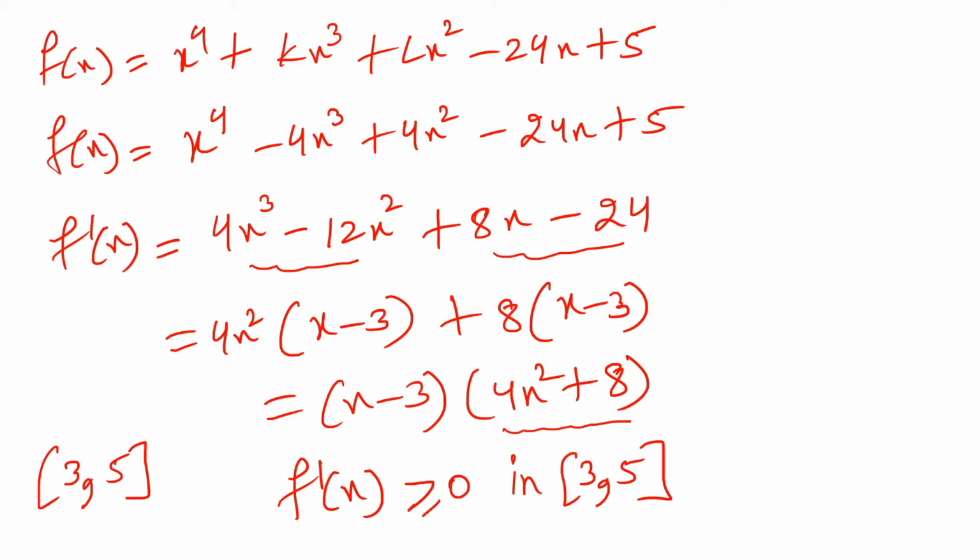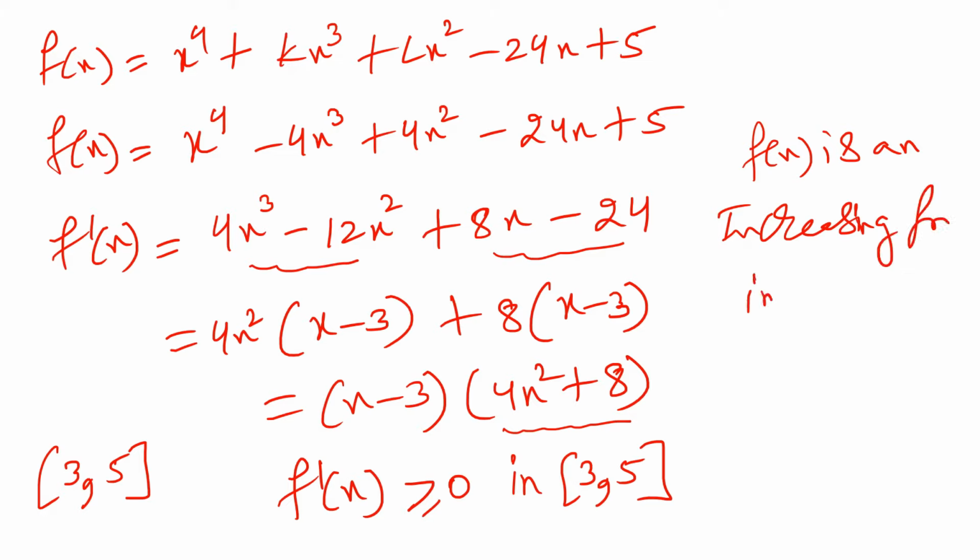So we can also put f dash x greater than or equal to 0. So we finally say that f(x) is an increasing function in the closed interval 3 to 5. That means this particular set of values k and l satisfy the requirements of the question, and hence they are one part of the answer. Now why am I saying one part of the answer? Because I have not checked the second case.